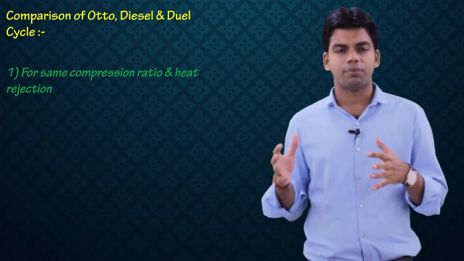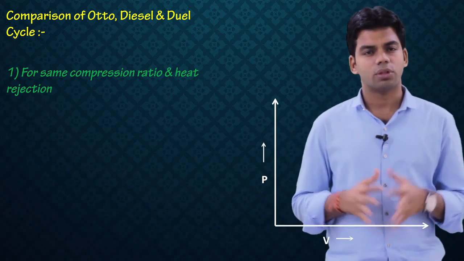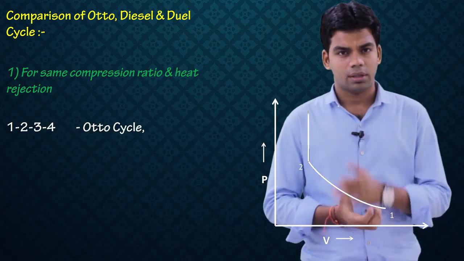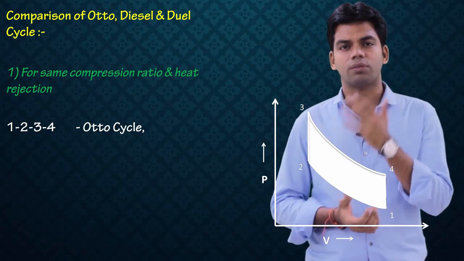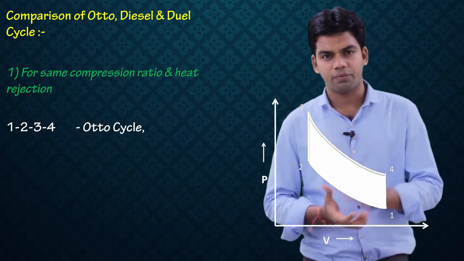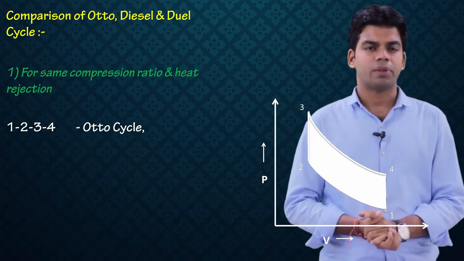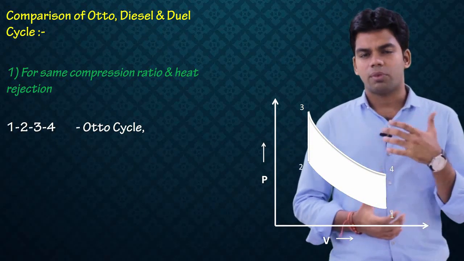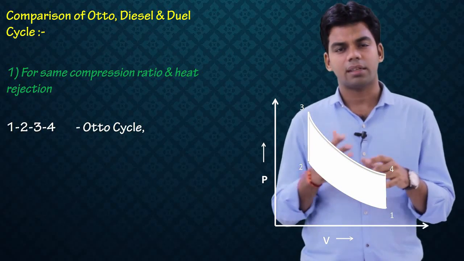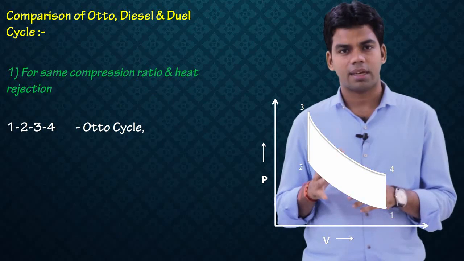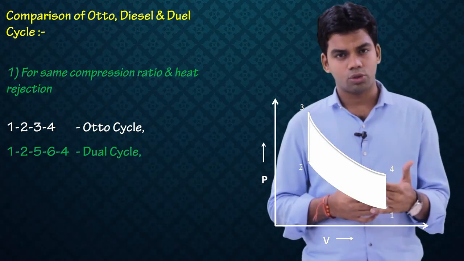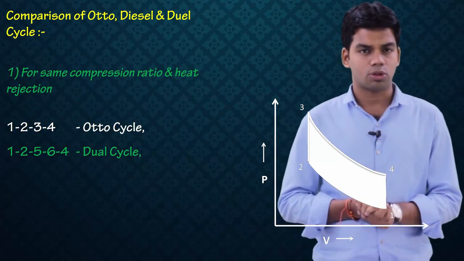So the very first cycle, we will draw the PV diagram. The very first cycle, as you can see, is the Otto cycle 1, 2, 3, 4: adiabatic compression, then constant volume heat addition, adiabatic expansion, constant volume heat rejection, as painted in white. Otto cycle 1, 2, 3, 4. Now, while drawing dual cycle and diesel cycle, you must remember this thing that the compression ratio has to be same. That means line 1, 2 should be common in these three cycles. Second, heat rejection should be same. That means line 4, 1 should also be common.